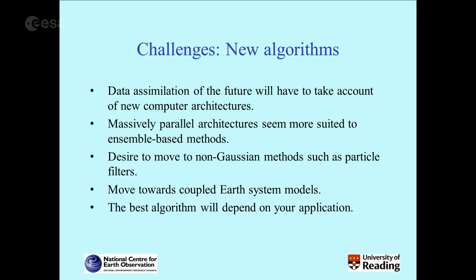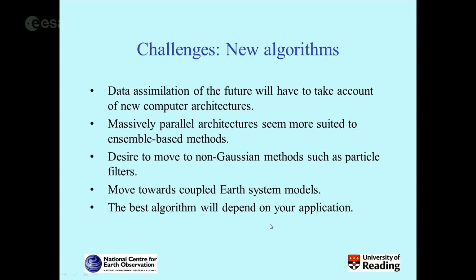Or are there new methods out there that we don't know about yet, which are going to be better for new computer architectures and are going to be better in including this nonlinearity and the non-Gaussianity? That's an open area of what kind of algorithms we will be using in 20 years' time. It certainly won't be the ones that we're using today, but I'm not sure what they will be.